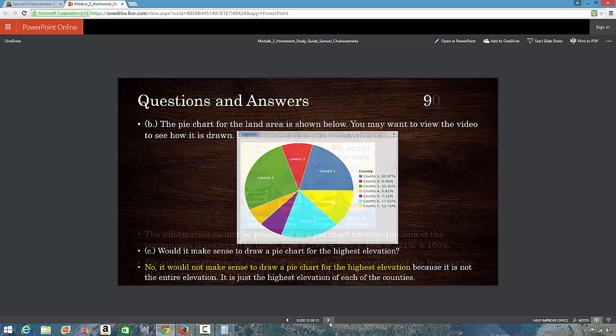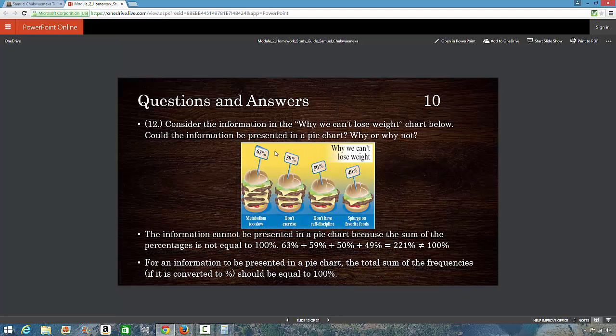Okay, next one. Consider the, ooh, what is that? Burger King? Why can't we lose weight? This is not just why can't we lose weight. It is why can't I lose weight? Because this cheeseburger made my stomach big.